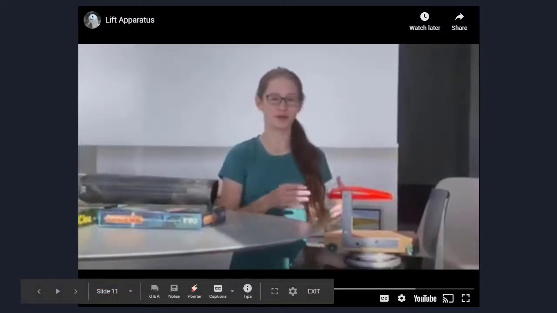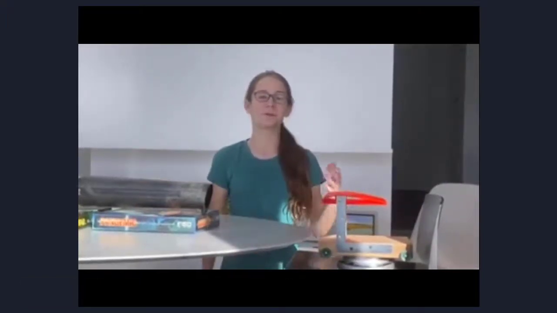This apparatus measures lift, or the force that makes airplanes go up. When the leaf blower is turned on, it makes the air flow over the airfoil, which then produces lift. The scale measures the difference in the weight before I turn on the leaf blower and after I turn on the leaf blower, or how much lift is produced.